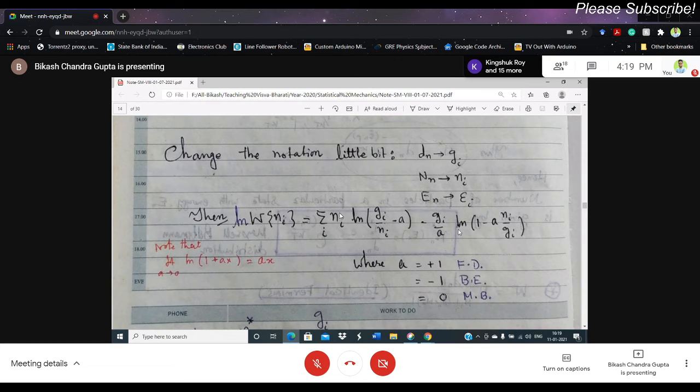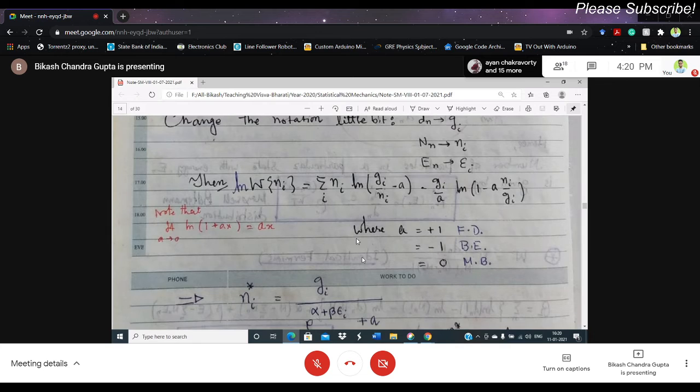And note that while doing that, you note the limit of ln of (1 plus ax), as a tends to 0, that will give you ax. You cannot simply put 0, right? Then it will diverge. Okay, so if a tends to 0, that is the classical distinguishable case, then a tending to 0, ln of 1 minus a ni by gi should give you minus a times ni by gi. The a will cancel and gi, it will give you only ni. Okay, so you have to do this. You just cannot straightforwardly put things in this way. You have to check the limits also.